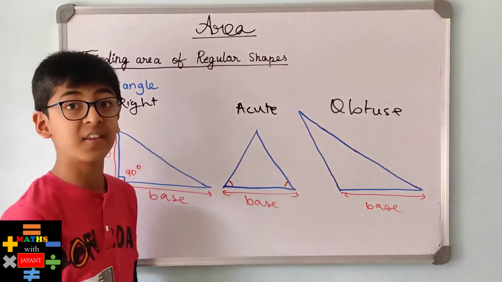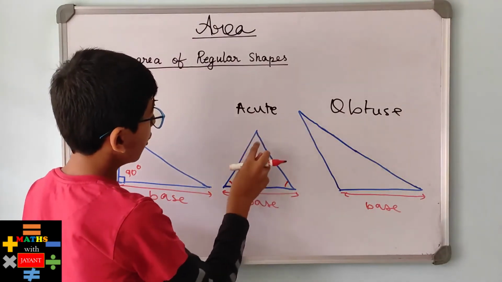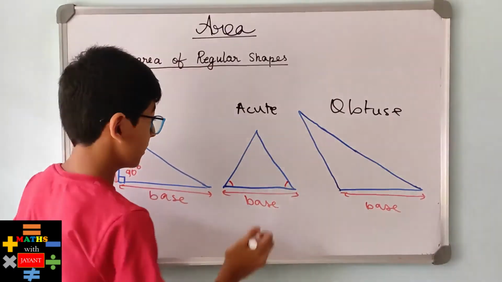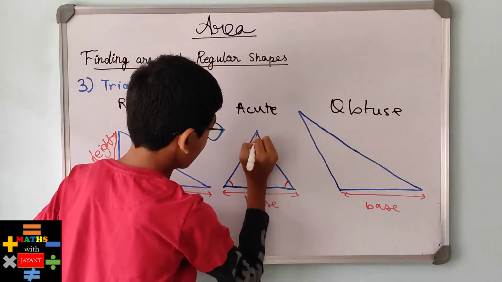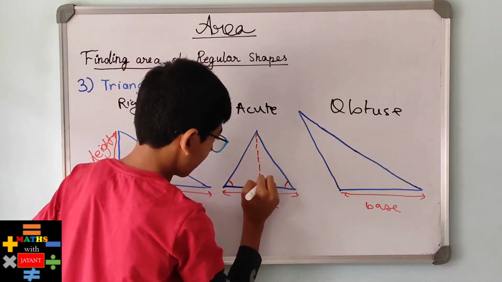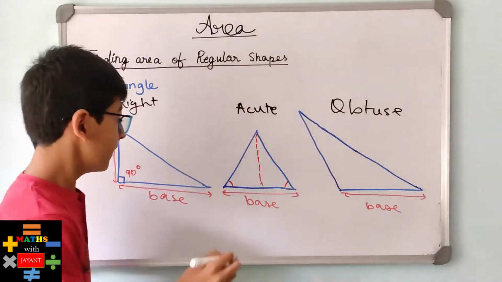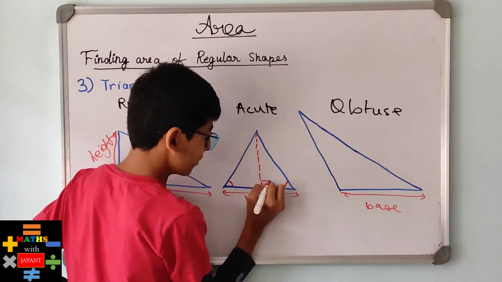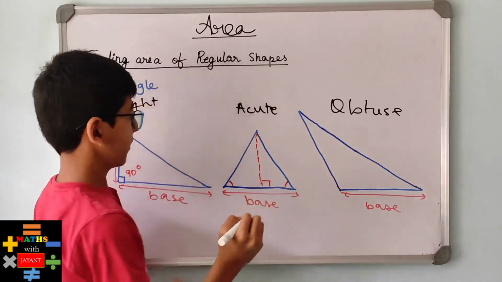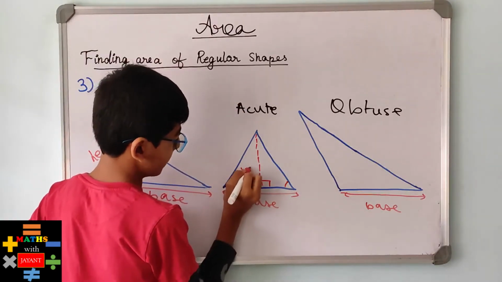So what is the height in this? Let us imagine a line from the tip of the triangle. It will come down perpendicularly like this. So even though this is not a side of the triangle, as this is perpendicular to the base and it is coming from the tip, this will be the height of this triangle.